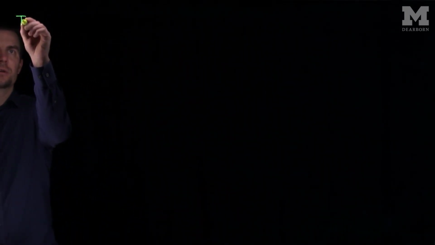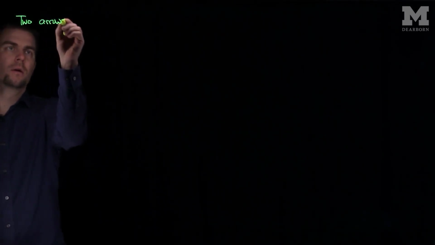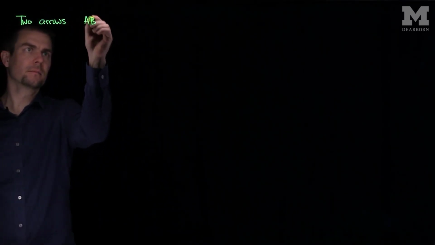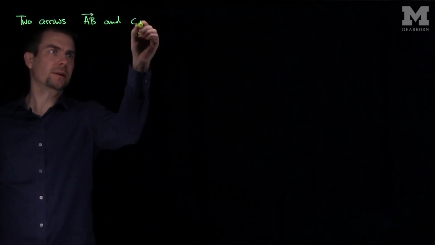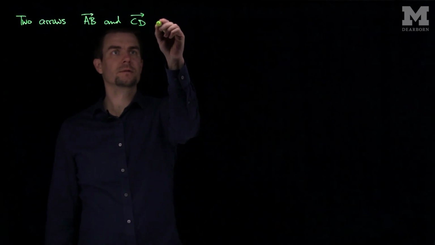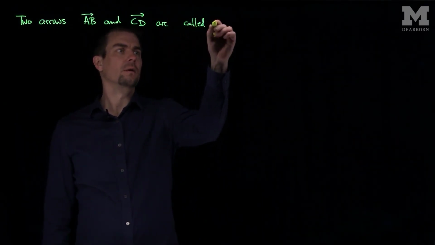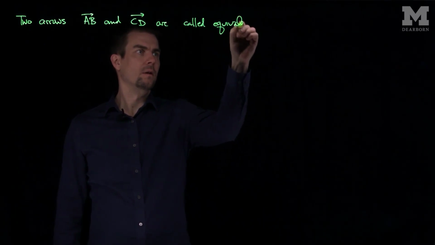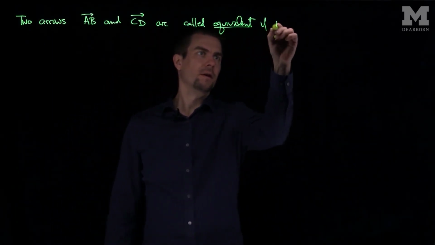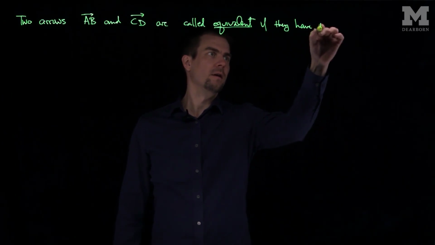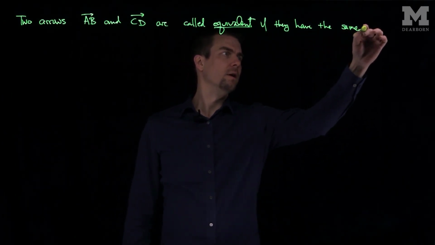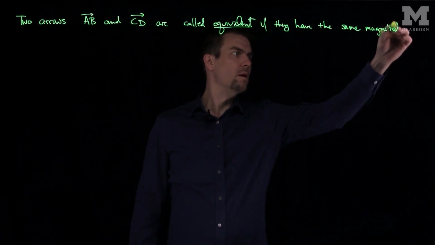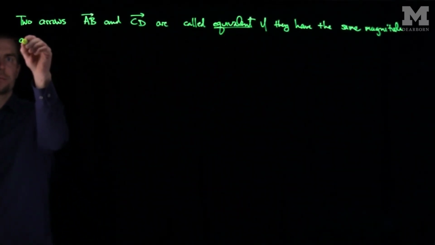Hello students, in this video we'll discuss the equivalent arrow theorem and define vectors. Recall that two arrows AB and CD, so they're just directed line segments, are called equivalent if they have the same magnitude and direction cosines.